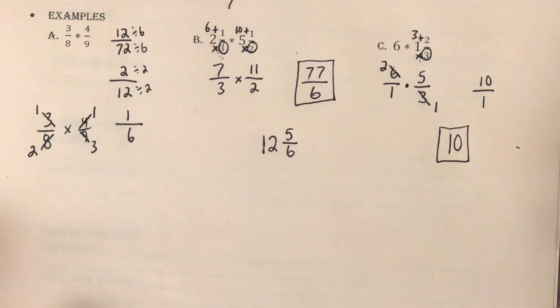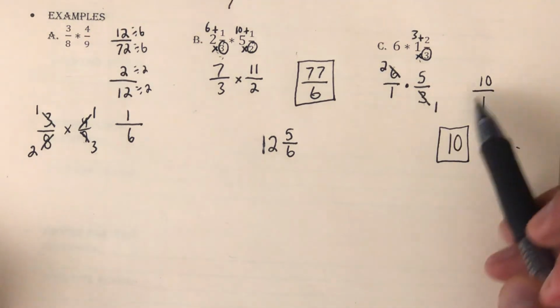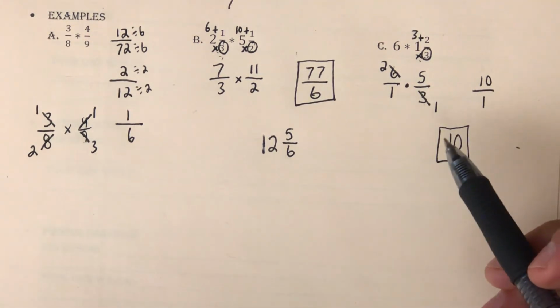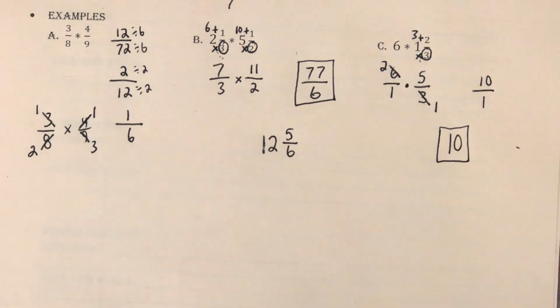Every other time when we simplify like that, that fraction will be the final one. The only time we have to simplify it further is if it ends up over 1, we turn it back into a whole number. All right, well, that is how we multiply fractions.